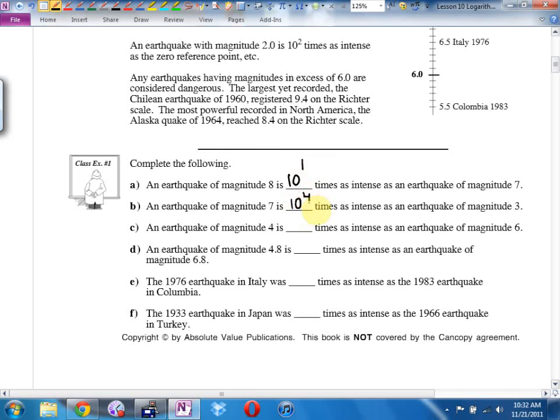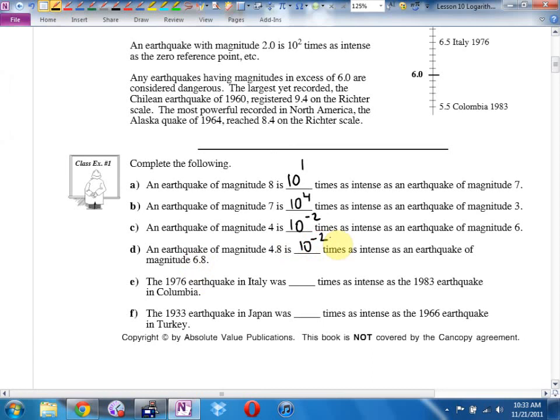I don't like the way C is worded. An earthquake of magnitude 4 is how many times as intense as an earthquake of magnitude 6? Now, it is going to be 10 to the negative 2, or 1 100th, except I don't think that's as intense. I think that's weaker. I wish they would say is how many times weaker. 1 100th. But whatever. A 4.8 compared to a 6.8 is also a 10 to the negative 2 if we're looking at the 4.8 as a reference point. 1 100th times as strong.